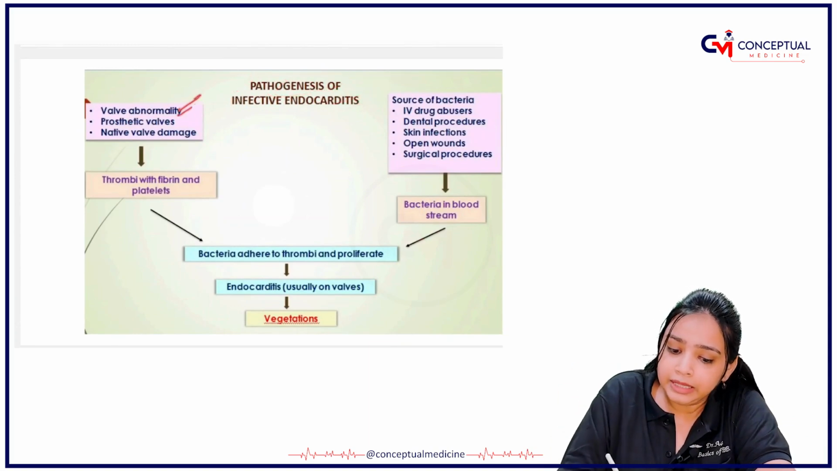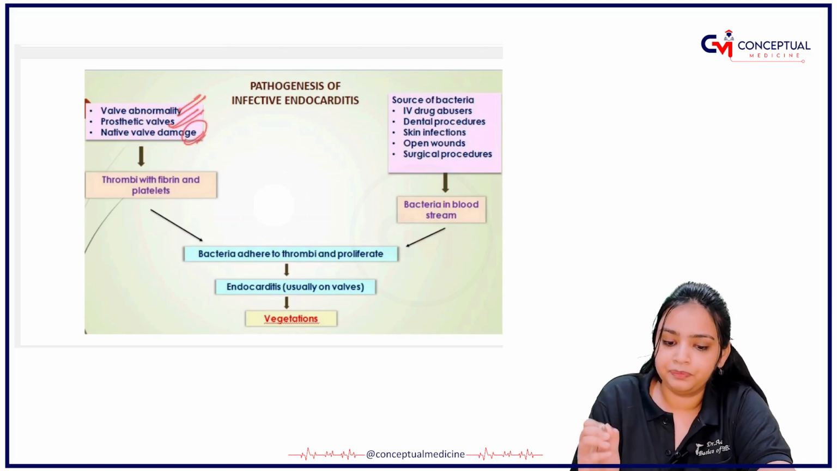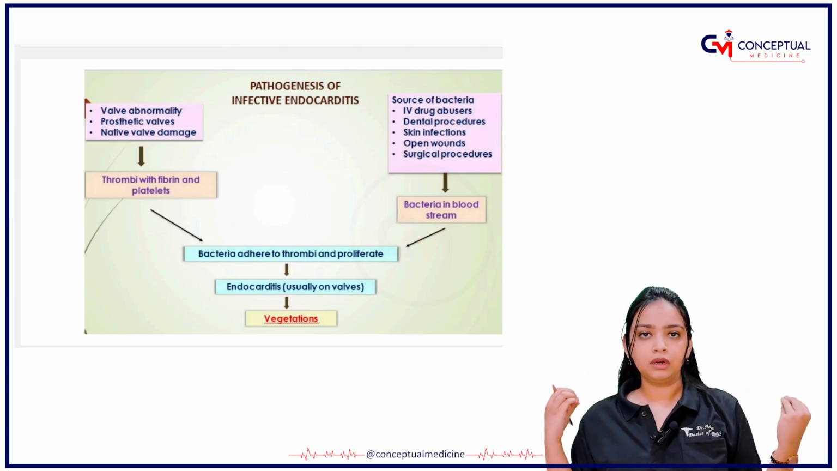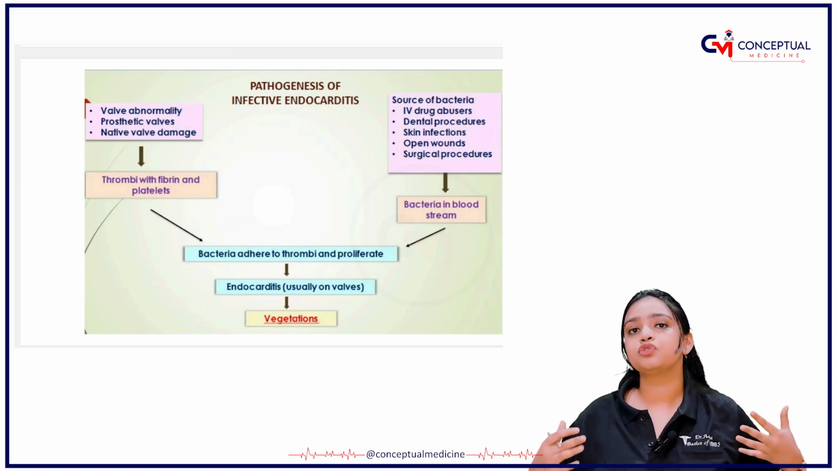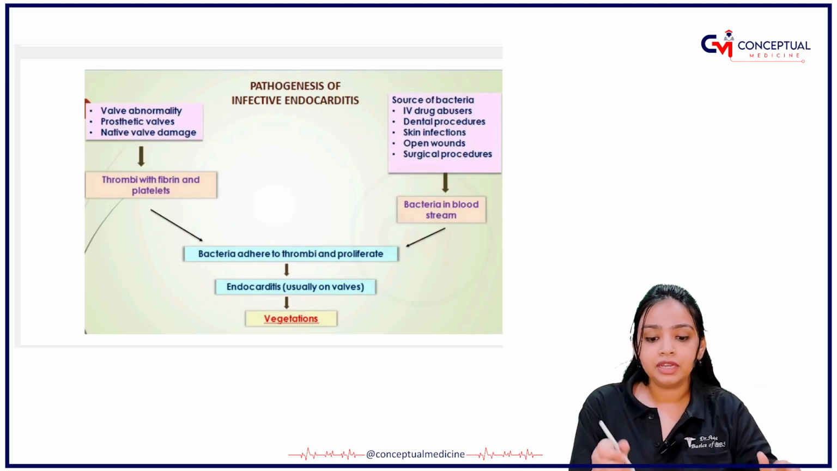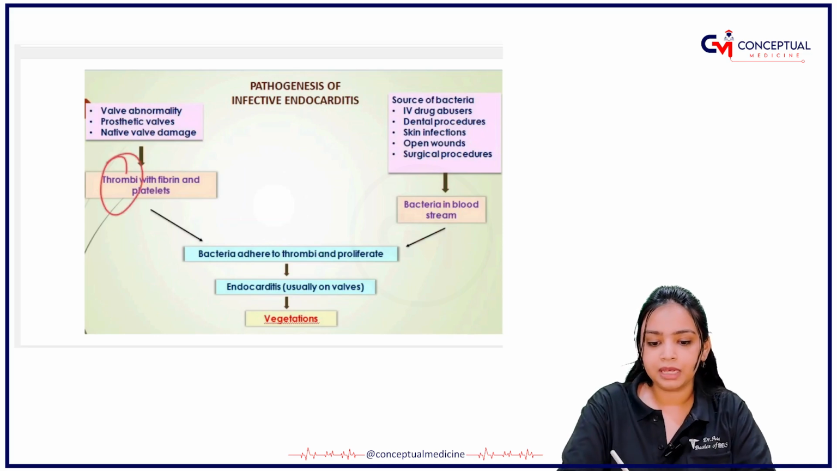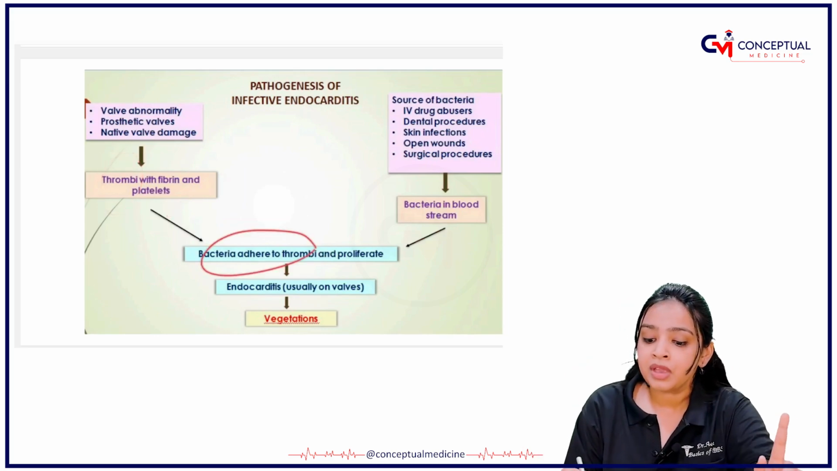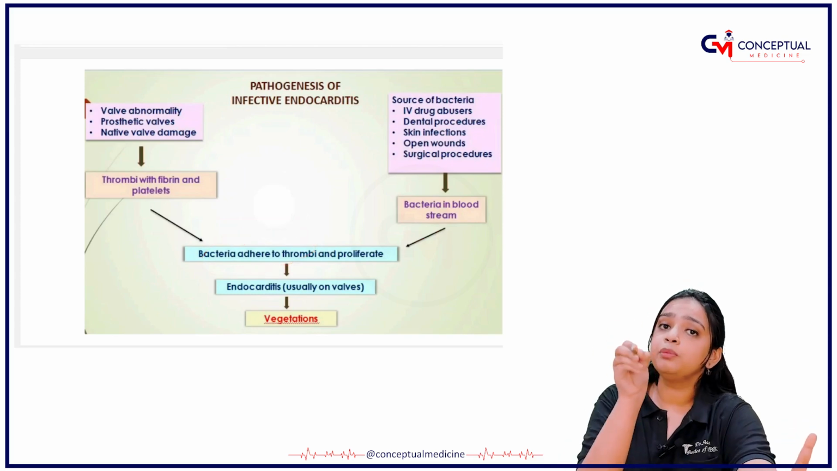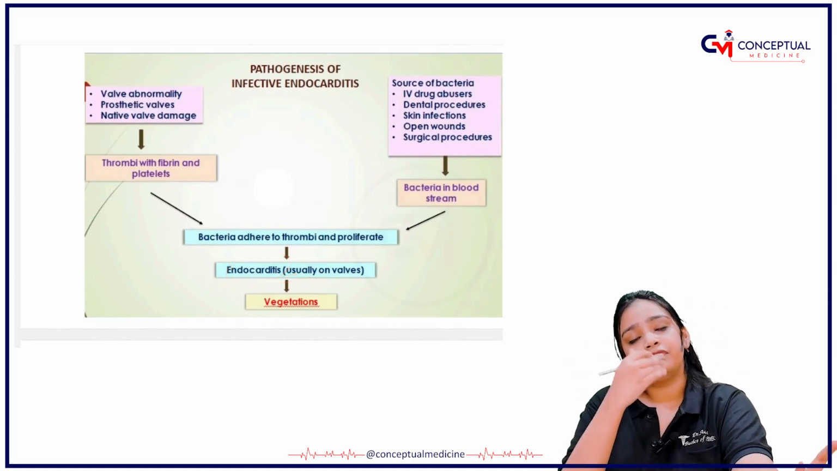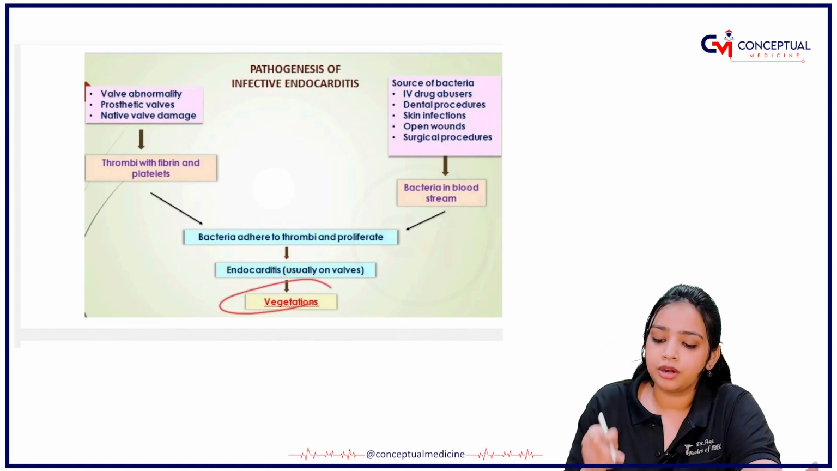What is happening? There is a valve abnormality or the prosthetic valve which is there. If a patient is having a disease related to the heart, what we do is we place a prosthetic valve over the heart. After that, what happened now? After some time, there is thrombi and fibrin formation which will occur, and the bacteria will get accumulated through that area, and that will cause endocarditis, and finally the vegetations will occur to happen.